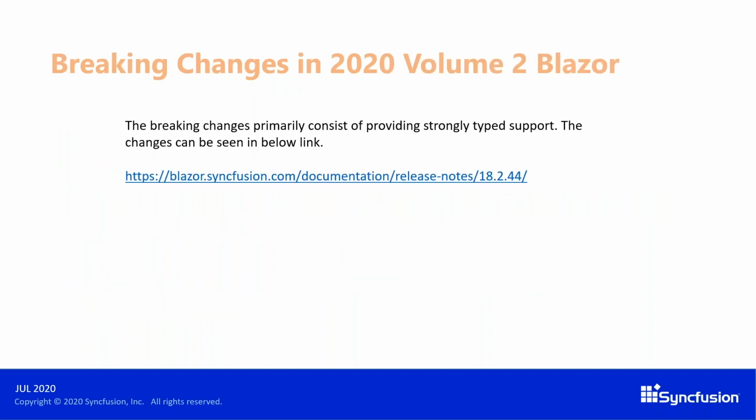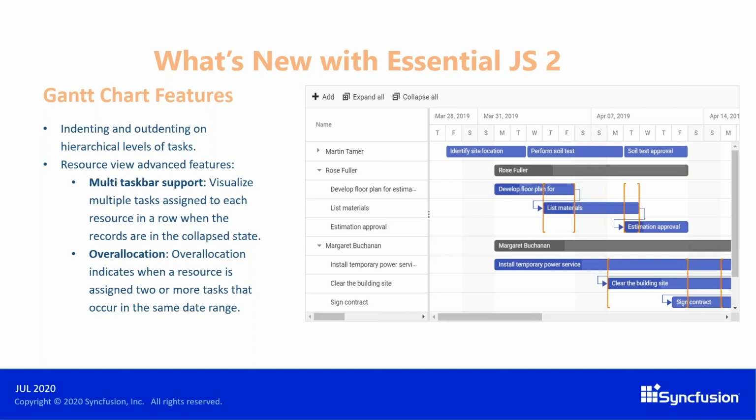The breaking changes in Blazor are majorly focused on strongly typed support for some of our event arguments and some of our properties. You can go through the release notes for details. Considering Essential JS2, we have some features. Let's check component by component.